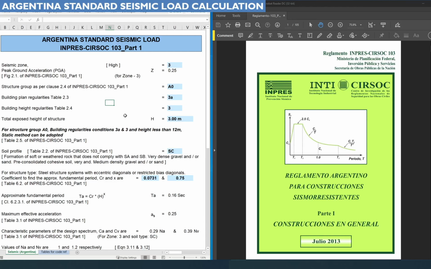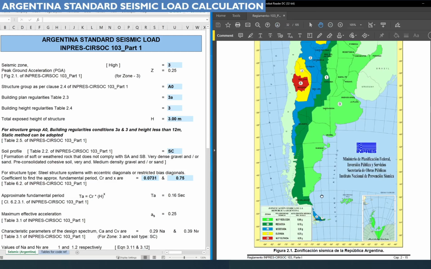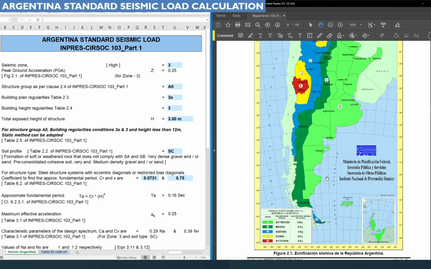On the left-hand side, you can see an Excel sheet which is developed to demonstrate the seismic load calculation in Argentina. The first input which we need is the seismic zone. Generally, this is provided by the customer or the technical specification. Alternatively, we can find it from figure 2.1 of INPRES-CIRSOC 103. For that we need to refer to page number 32. This figure 4.2 will provide the seismic zone based upon the project location.